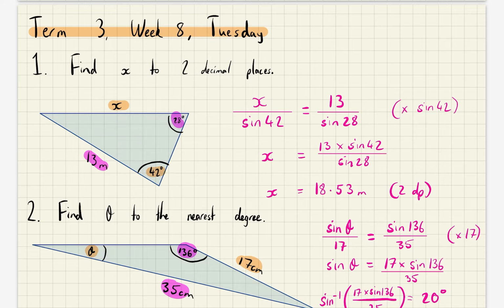And I want to get x by itself, so I'm going to times both sides by sine 42. When I do that, I get this expression. If I type that into the calculator, I should get 18.53 meters to 2 decimal places.